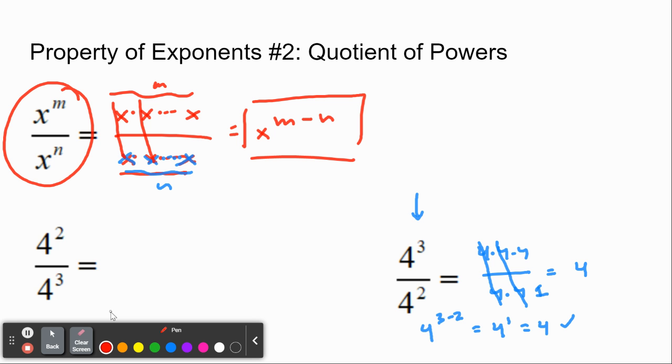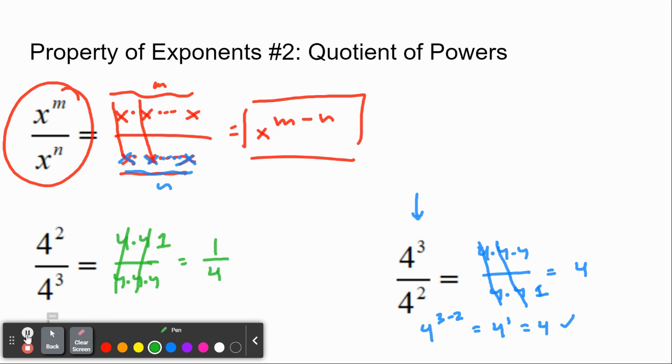Now over on the left-hand side here, we have 4 to the second on top, which is 2 4s, and 4 to the third on bottom, which is 3 4s. So now a 4 cancels, a 4 cancels. Now your top has all canceled out. It's going to become a 1. And because the top is a 1, we need that 1 to stay, and then the 4 stays in the bottom. Do not magically bring that 4 up to the numerator, because that's not correct.